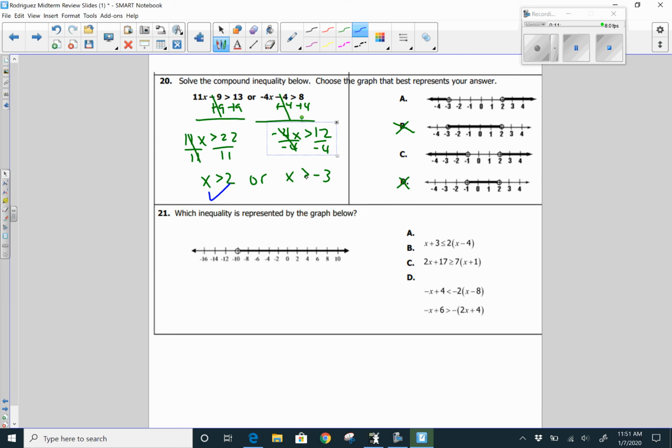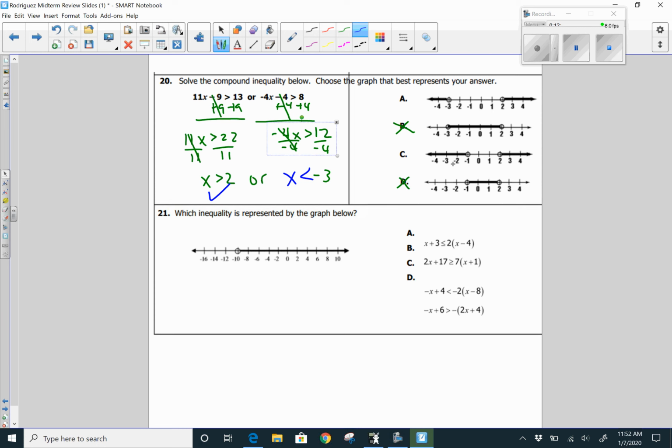X is greater than negative 3. So here's negative 3. And we know that we're going to go, oh, I tricked myself. Look what I did here, guys. I'm dividing by negative. So what should I have done with this inequality? Yes, I should have flipped it. So x is less than negative 3. And the reason why I knew I got stuck is because greater than means that I'm going to the right. And that's not what I have here.